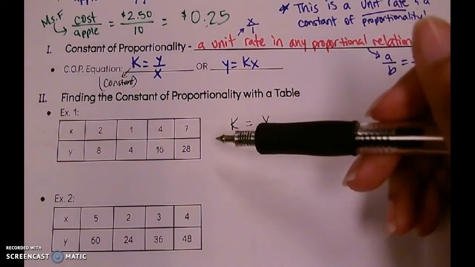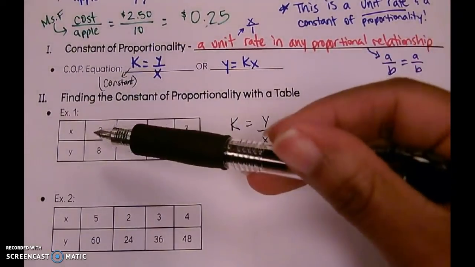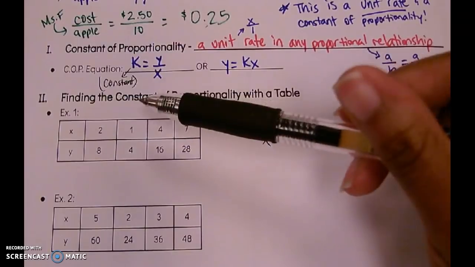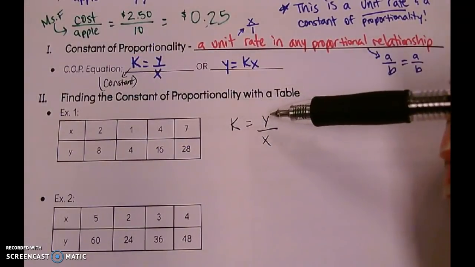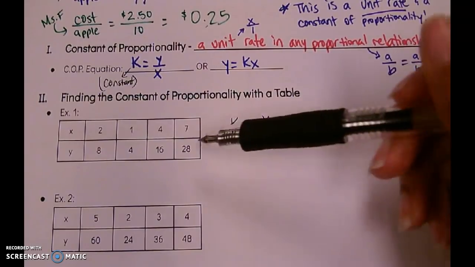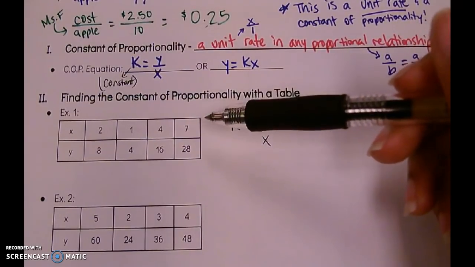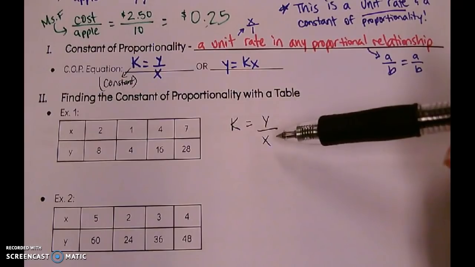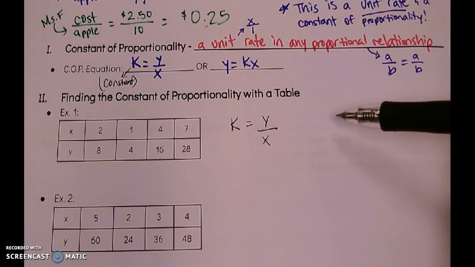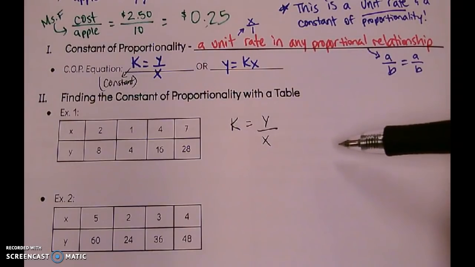Now, let's talk about finding the constant of proportionality when it comes to a table. In this table, I can see that I have corresponding x and y values. Remembering my equation, k equals y over x, essentially what I'm going to do is choose any y and its corresponding x, plug those numbers in, and then solve. If I end up with a unit rate, where I have the numerator over the denominator 1, then that means I found the constant of proportionality.